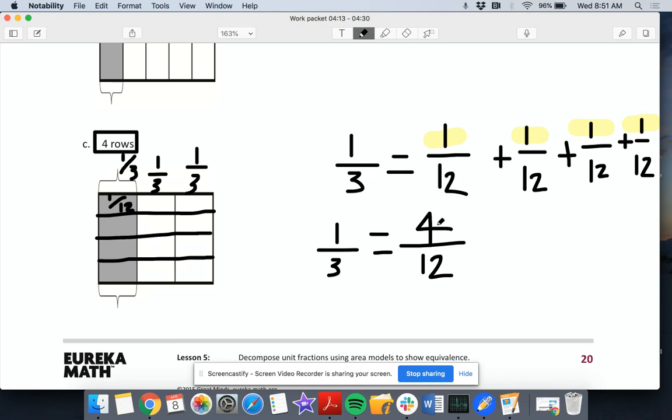1/3 is equal to 4 over 12, or 4/12. And now I'm just going to go ahead and write that multiplication sentence. So now I'm going to have 1/3 is equal to 4. Why? Because I have 4 rows, 1, 2, 3, 4, times my unit fraction, which is 1/12. Okay, and that's it. That's all we need to do for these problems.